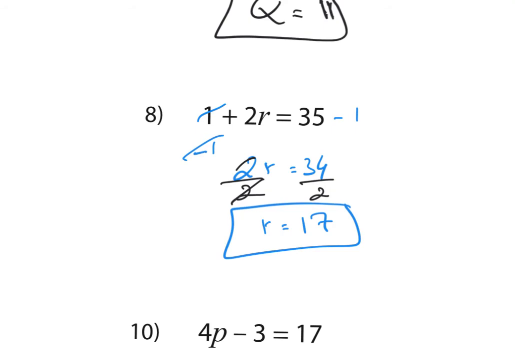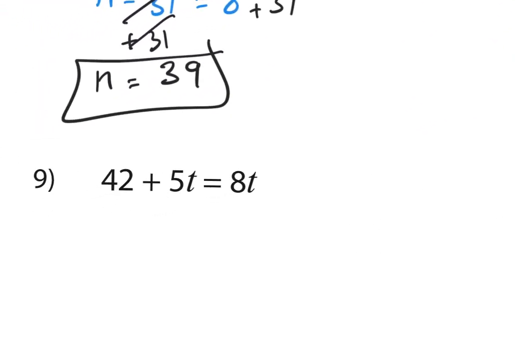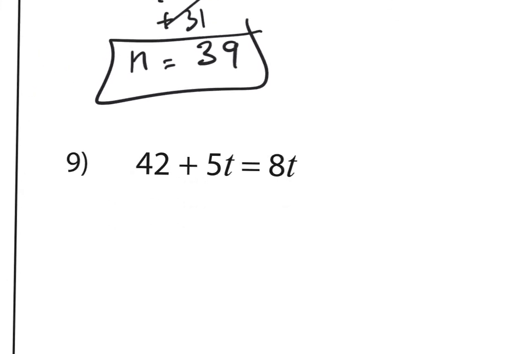Okay, so we've got about 2 more problems there. So let's go here. Number 9, 42 plus 5t equals 8t, right? So again, we need to cancel 42 first. Oh, before we do this, we have 5t here and 8t. So we need to have the variable on one side, okay?